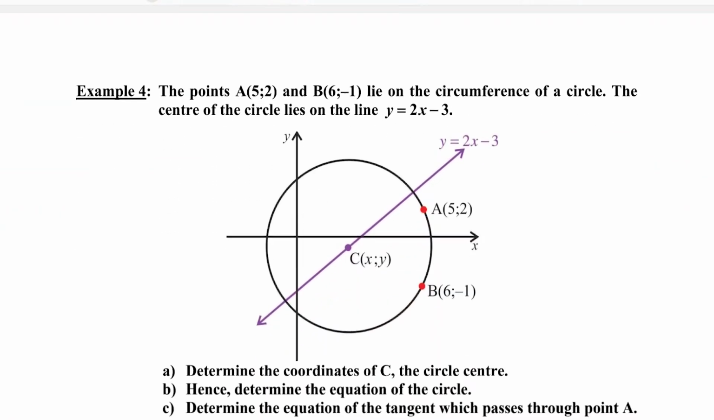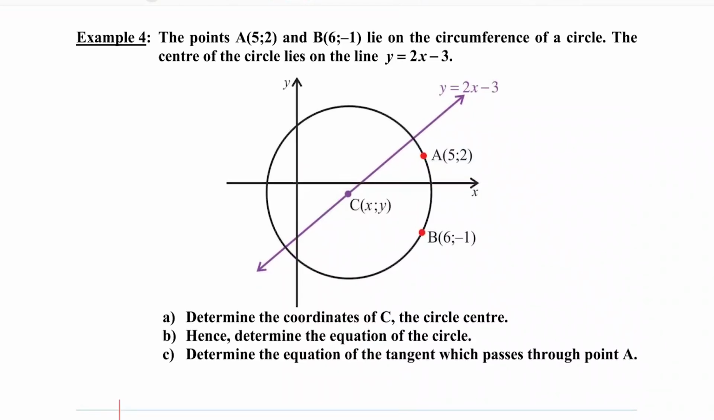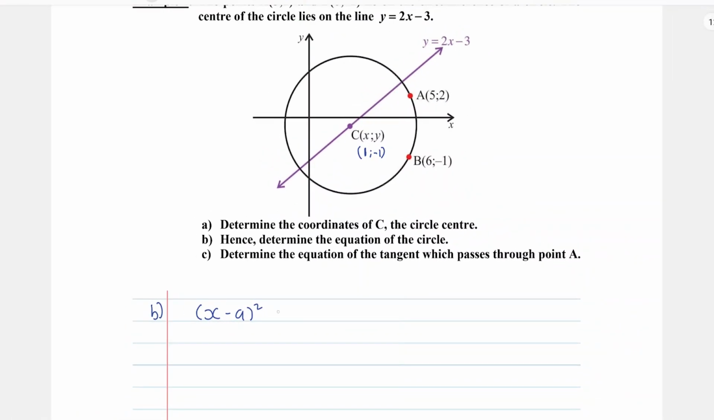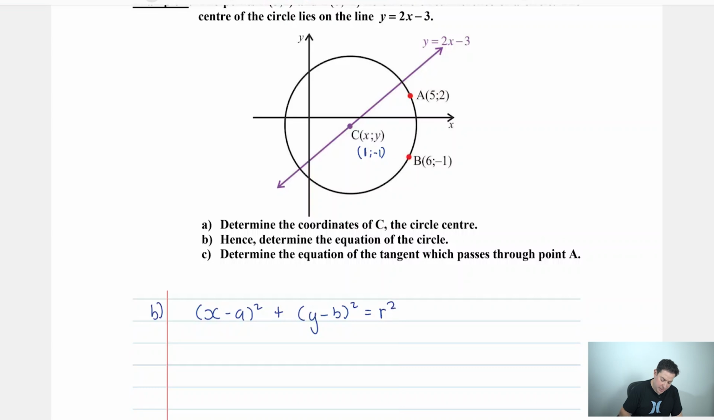And question B asks us to determine the equation of the circle. We know the circle center is x equals 1 and y equals minus 1, and it's always useful just to draw that in on your diagram so you have it there. And we know the equation of the circle is x minus a all squared plus y minus b all squared equals r squared. So let's fill in our circle center. So the equation is going to be x minus 1 all squared plus y plus 1, remember always the opposite sign, all squared, is equal to r squared.